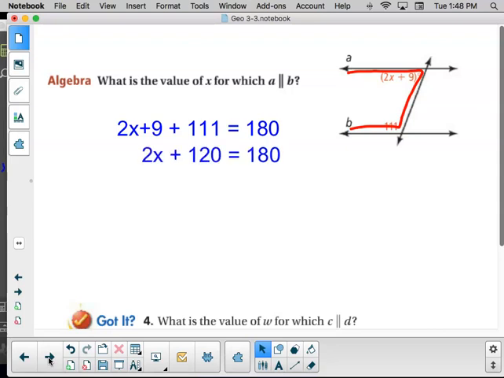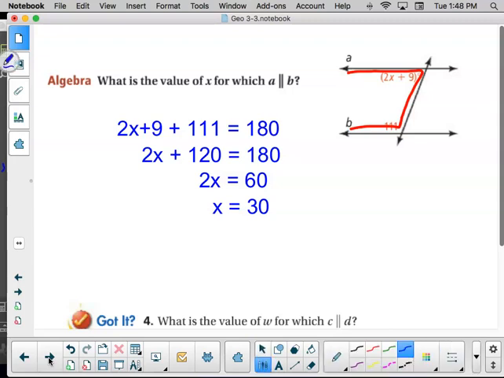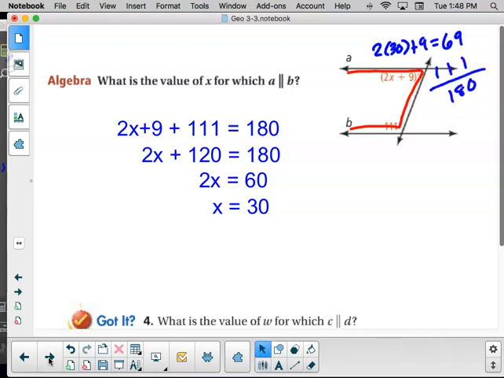So I've got combining like terms, and then subtracting, division, and x is 30. Okay? Well, I should check. Let's see if x was 30. Well, 2 times 30 is 60, plus 9 is 69. 69 plus 111 is 180. So we got that made. Okay? Do the next one.